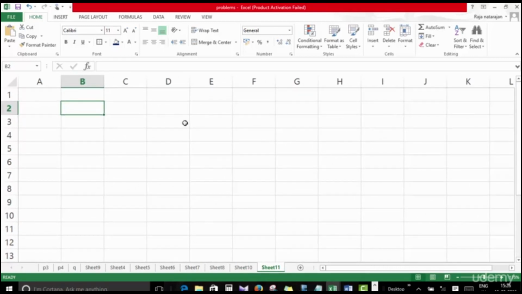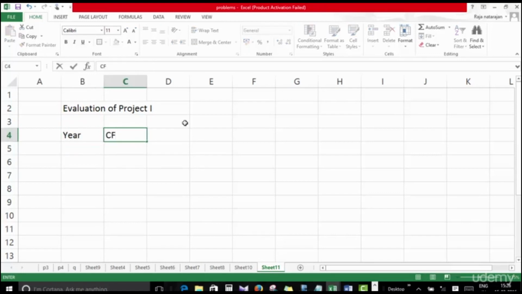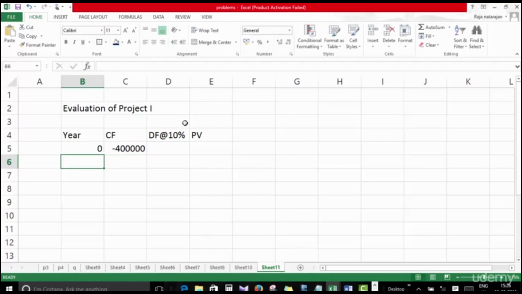Evaluation of project 1, that is, the disposal is going to happen at the end of year 1. Let me capture the period, then cash flows, then the discount factor at 10%, and then the PV of cash flows. So year 0, I have a cash outflow. How much? It is 4 lakhs. Year 0 it is 4 lakhs, and in year 1 there is a cash outflow of 1 lakh 80,000, so minus 1 lakh 80,000.